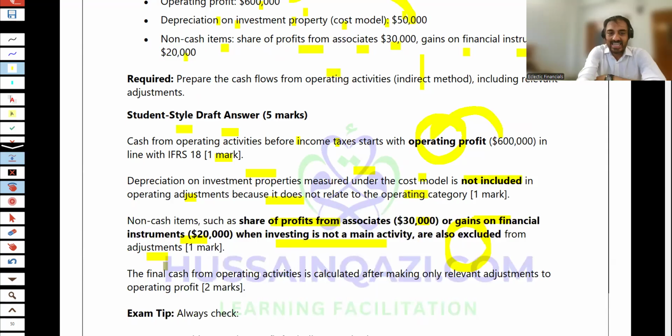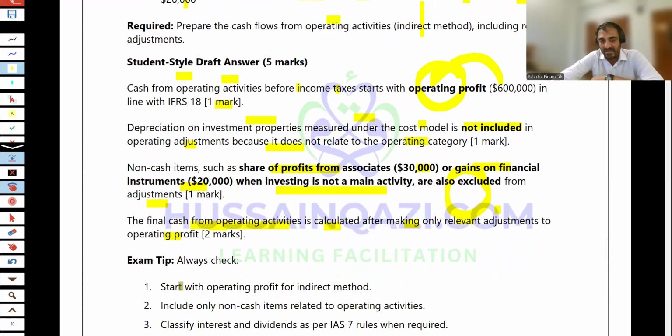So the final cash flow from operating activity is calculated after making only the relevant adjustments to the operating profit. That's about the cash flow.